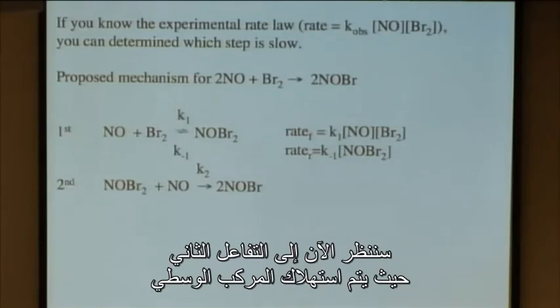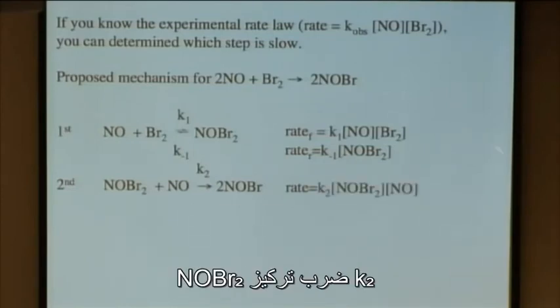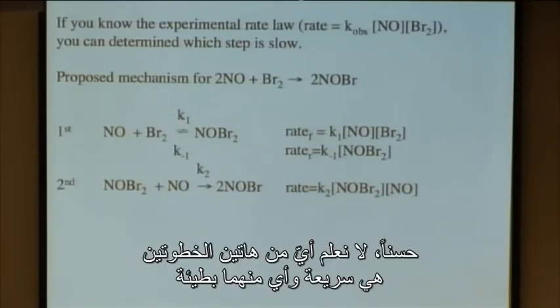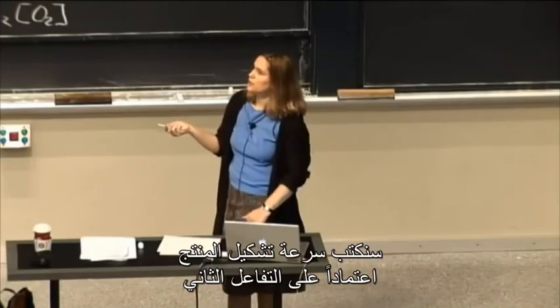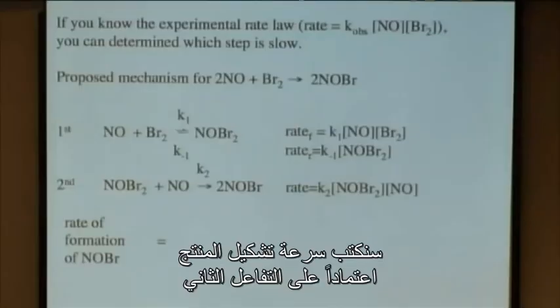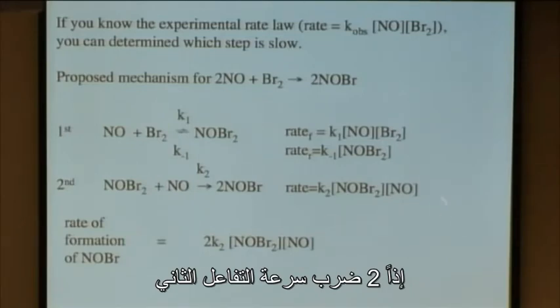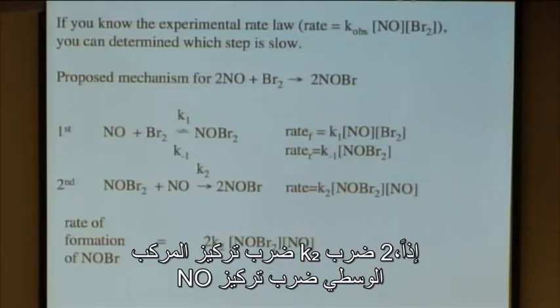Now we can look at step 2, where our intermediate is being consumed, and the rate would equal k2 times the concentration of the intermediate NOBr2 times the concentration of NO. All right, so we know nothing yet about fast or slow steps, so we can write the formation of our product just in terms of this second step. And again, there are 2 molecules being formed, so we have a 2 times the rate for this second step, k2 times intermediate times NO.